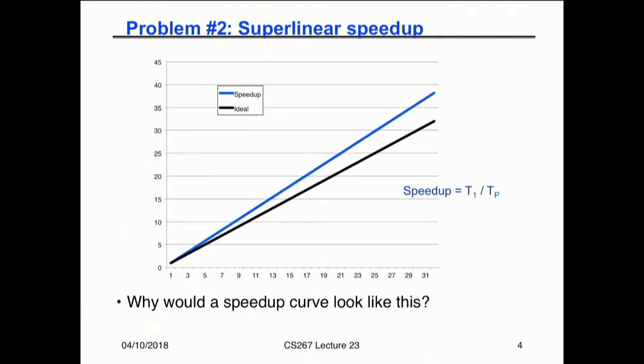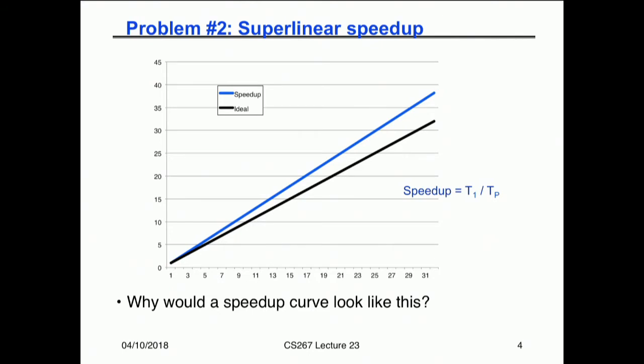Okay, speedup example number 2. So this is always a little bit worrisome. I used to try to publish papers that had things that looked kind of like this. So what's the problem with this speedup curve? Once again, black is the ideal line, blue is my measured speedup.